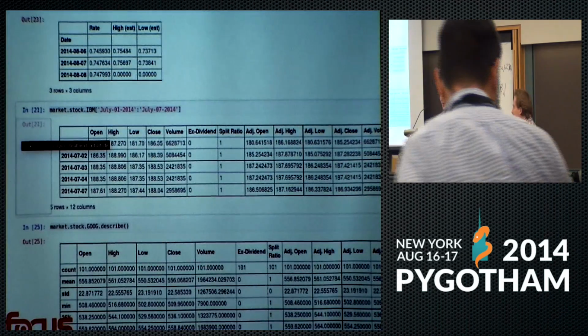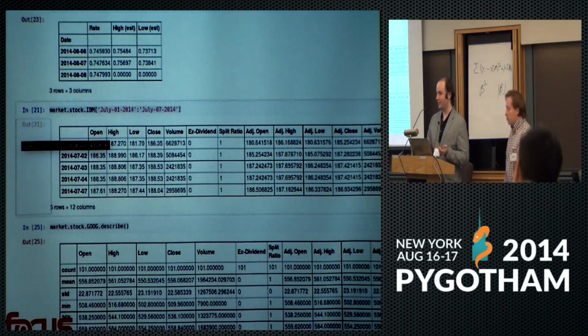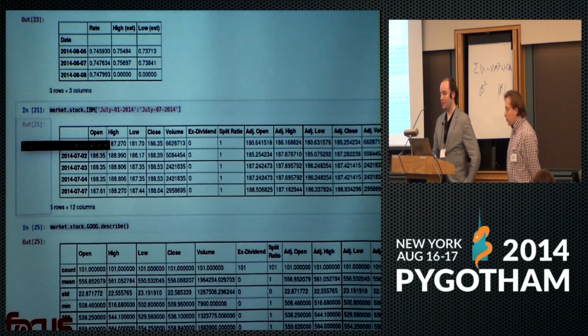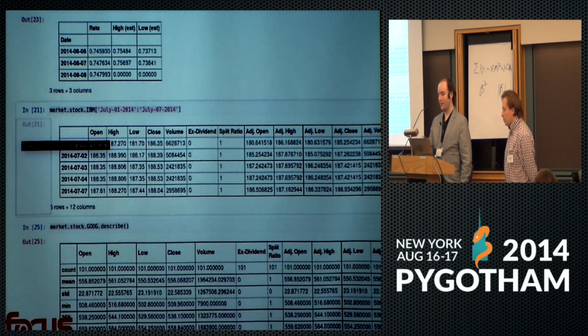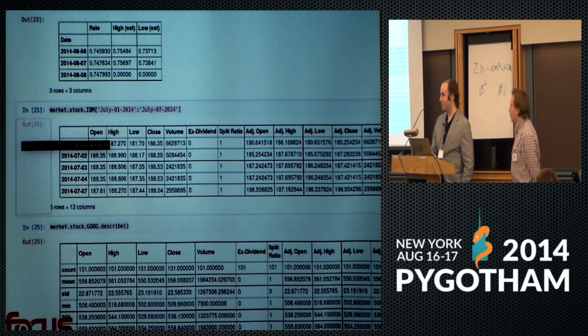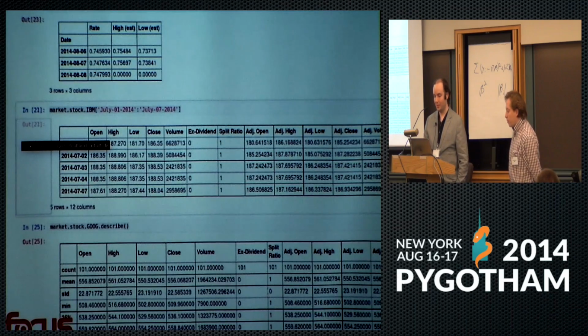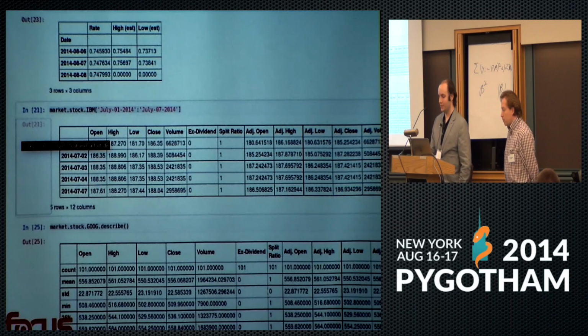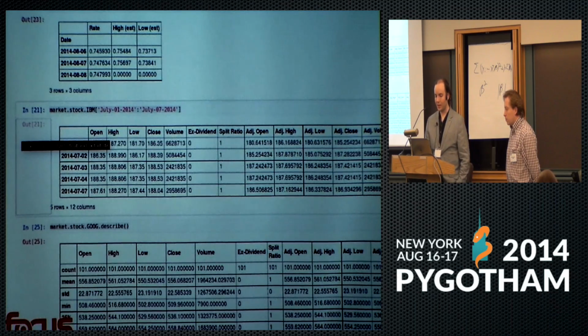So market data, hey, guess what? We want about the same thing. Market.fx, give me the USD euro rates. Here's 3 of them. Market.stock, give me the IBM stock. Here's a date range. Here's everything. And guess what? We want to do the same trick. Market.stock.goog.describe. Hey, look, here's all the basic statistical breakdown on Google's stock across the entire range of what we have in the data set.